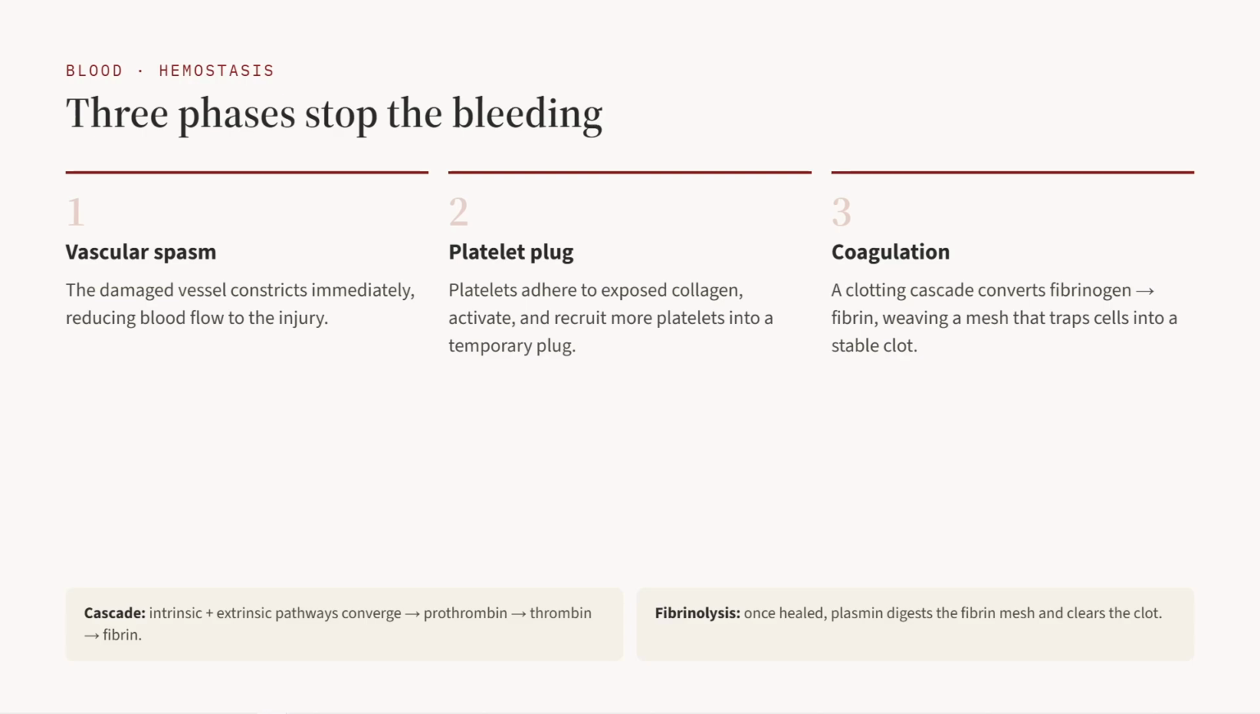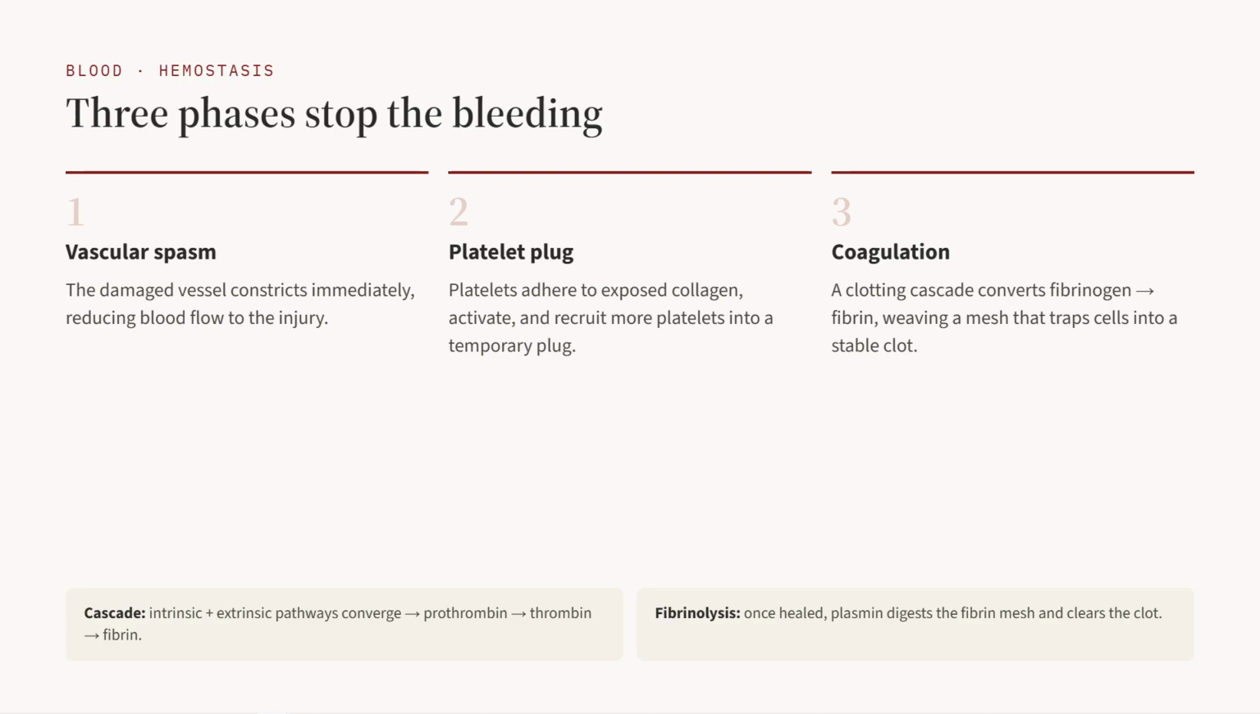When a vessel is injured, hemostasis stops the bleeding in 3 overlapping phases. Phase 1, vascular spasm. The vessel constricts immediately to slow blood flow. Phase 2, the platelet plug. Platelets stick to exposed collagen at the wound, activate, and recruit more platelets into a temporary plug.